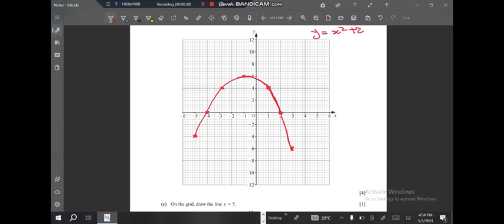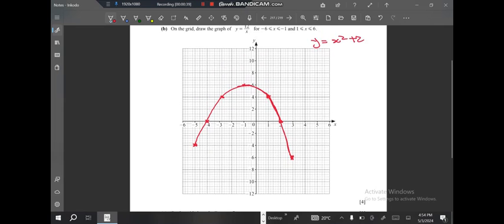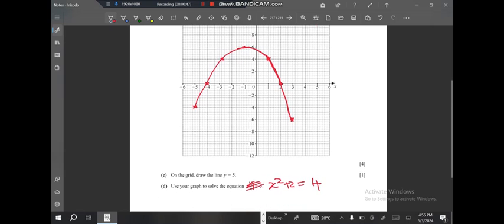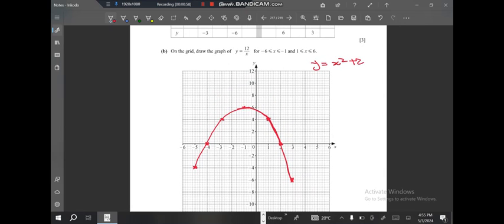They will say solve the equation, and they remove this one. They say the equation, let me say x squared plus 2 equal to, let me say, 4. What they are saying is, on y, go and draw, on y put 4, which means we have to draw a line, y equal to the number they put, y equal to 4. So draw a line y equal to 4.